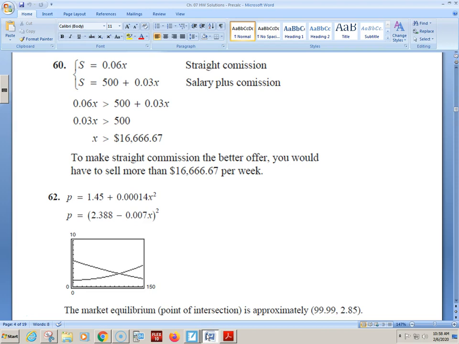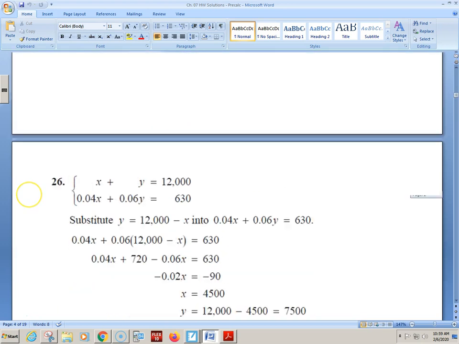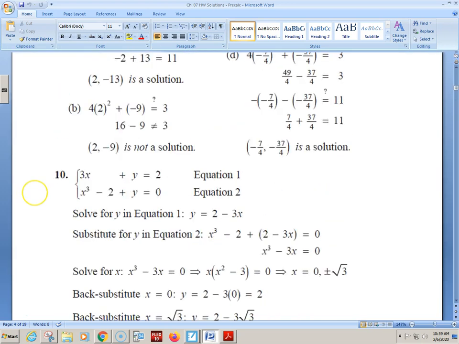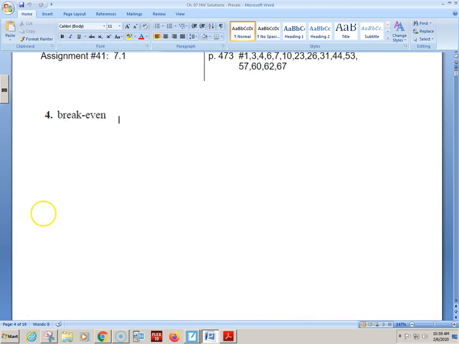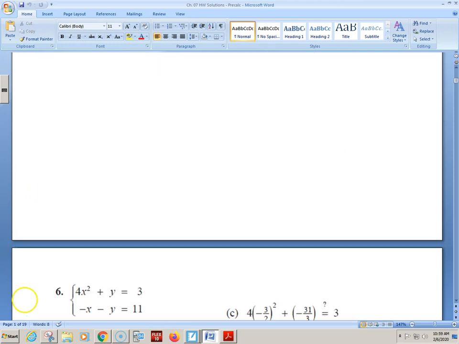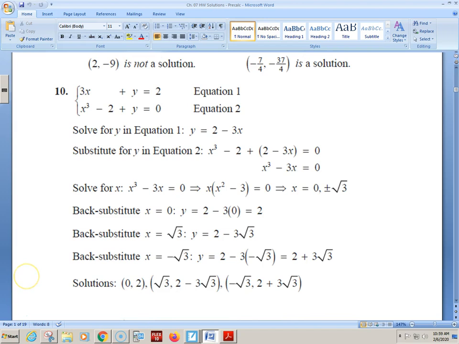So for both the people that are here and the people that are gone, I right now am scrolling through the evens in the YouTube video that will be posted online this afternoon, right? So if you're stuck on any of the evens, like number 4 is break even. Or like number 6, solving the system. Actually, no, you're just plugging in and checking what is or isn't a solution. That was a nice one.